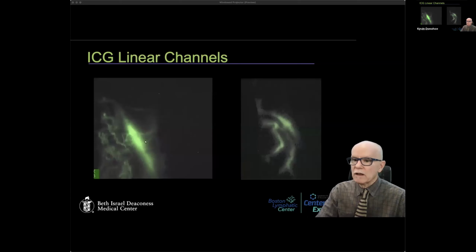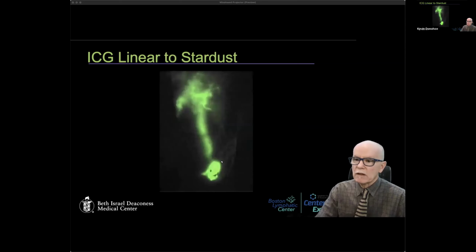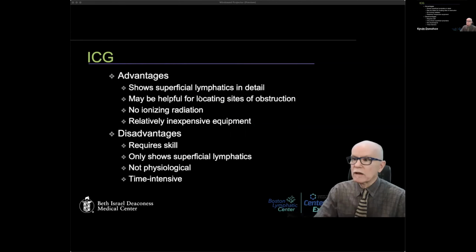And this is what linear channels look like, as I showed you. This is stardust diffuse. You've got kind of blobs of stuff here. So it's not really making it through this area very well. And then here's linear pattern. You see channel, everything's going up nice. And then you get to this stardust or this diffuse area.